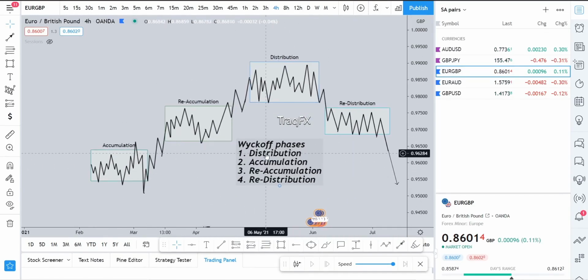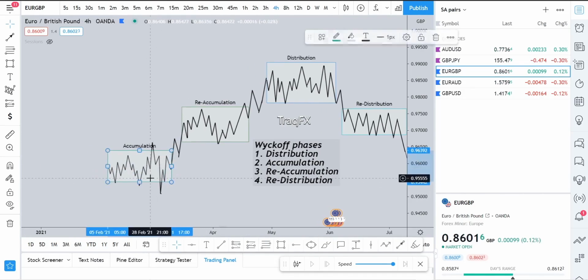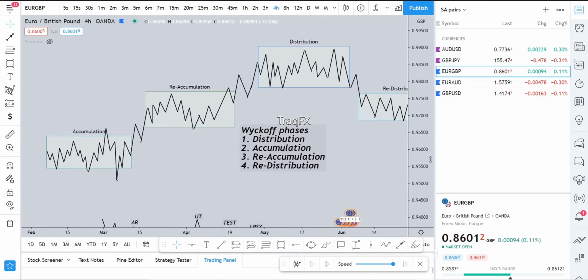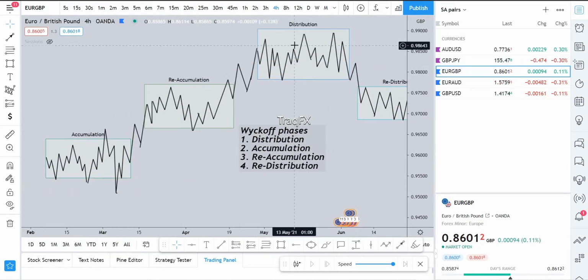So, as we've gone over, we have distribution and accumulation. Accumulation will form at lower price levels at typical demand areas. When price is accumulating, it will eventually expand towards the upside. Now, typically after an accumulation, we will assume that a distribution will form.